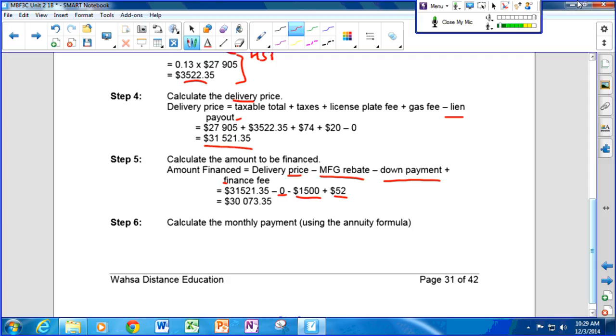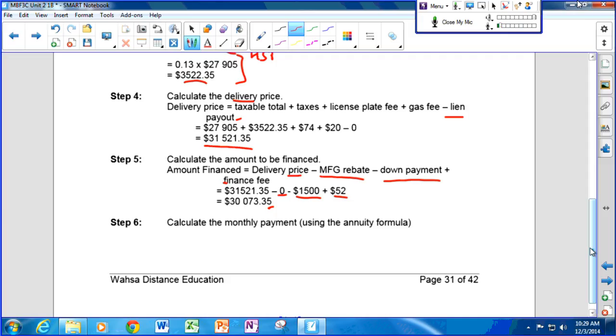And there was no, what was it? There was something on, what was the zero? The manufacturer's rebate? Oh, okay. In this case, there was no manufacturer's rebate. Okay. So now we've got it whittled down to that. If the person was making a loan, that's how much they would need a loan for.